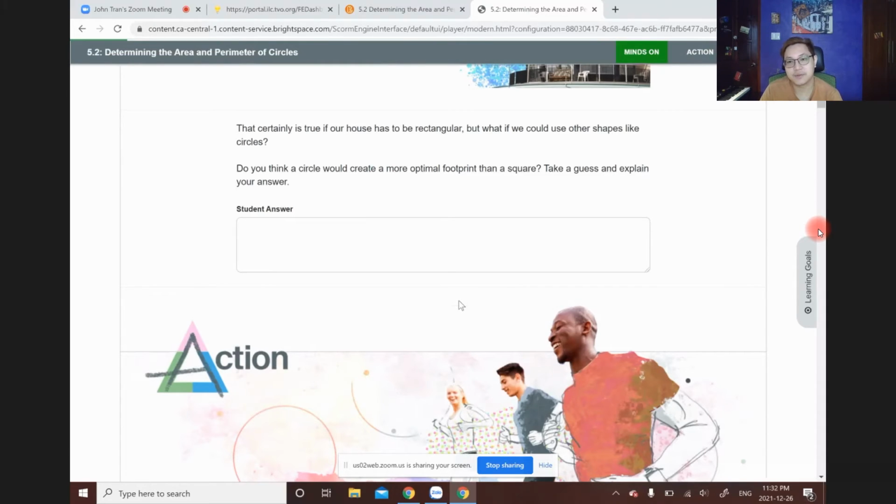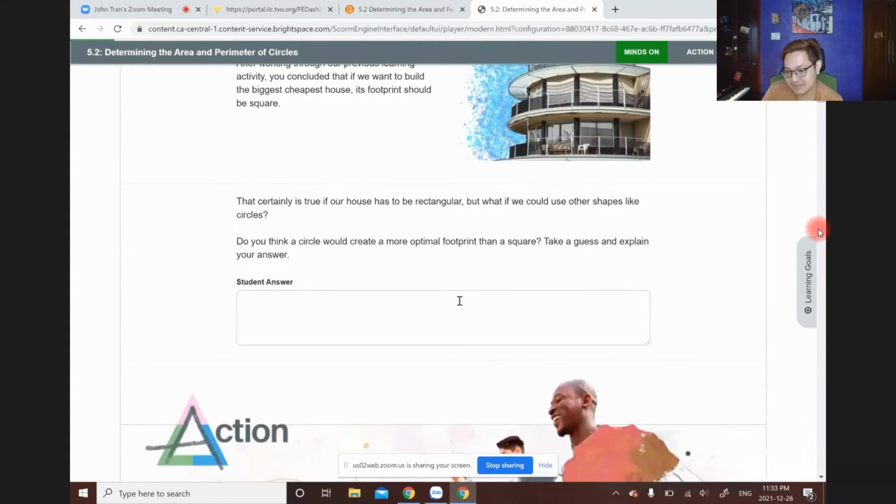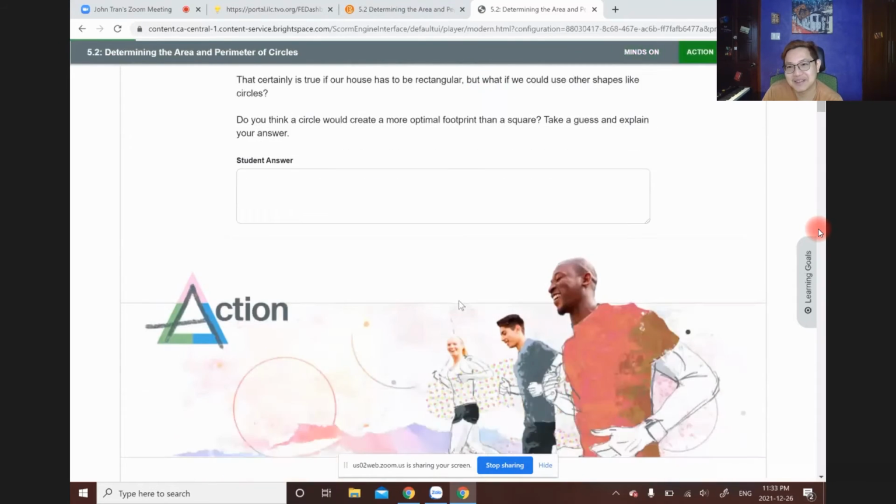More optimal footprint than a square. Okay, the circle looks beautiful, but the problem is there's a lot of space that you don't use, right? So it wastes a lot of space even though it looks beautiful. So you have to decide. Life is not always perfect.